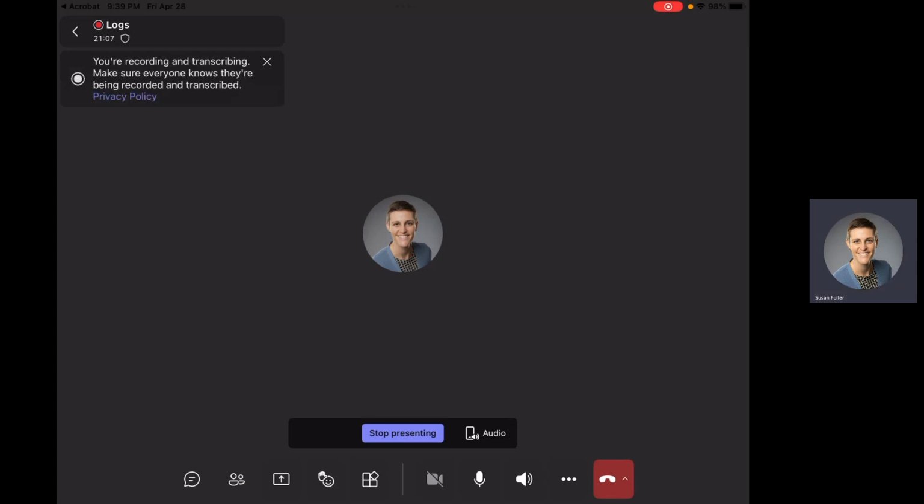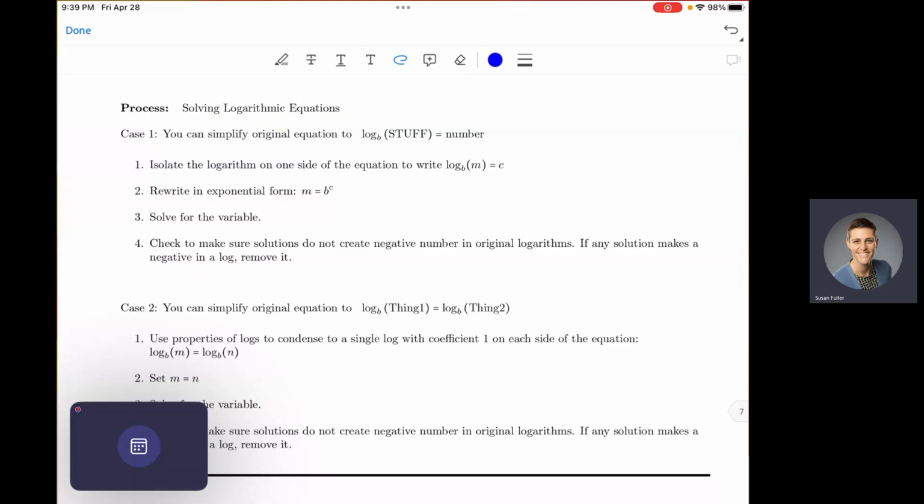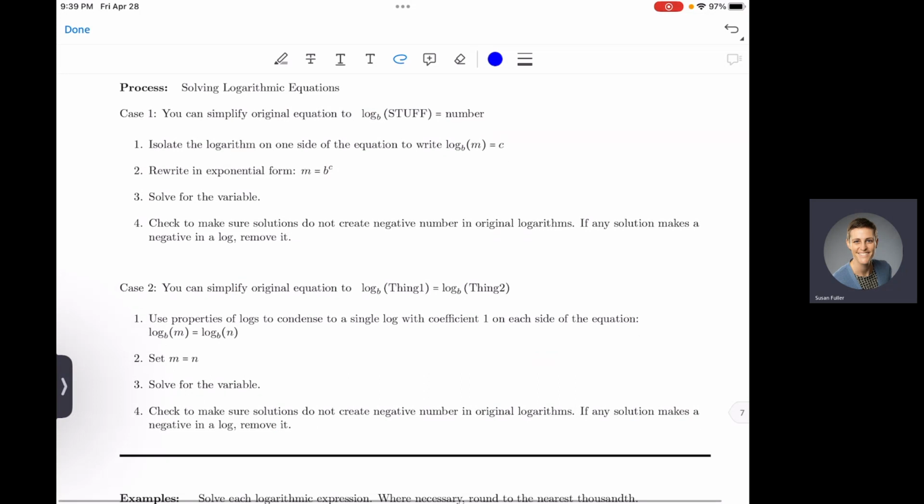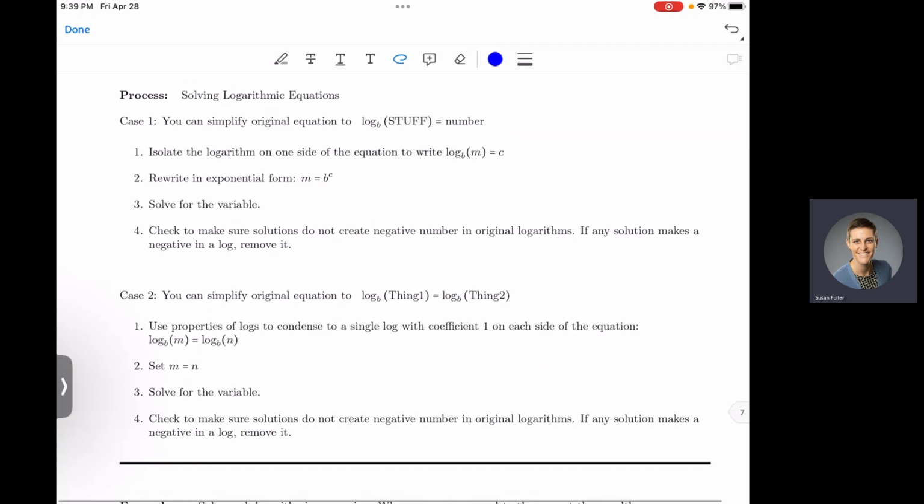Hello, everyone. I wanted to give you a few more examples of solving logarithmic equations. We had to run through this really quickly at the end of class, so I wanted to give you an opportunity to have a video that moved a little slower, if you needed that.